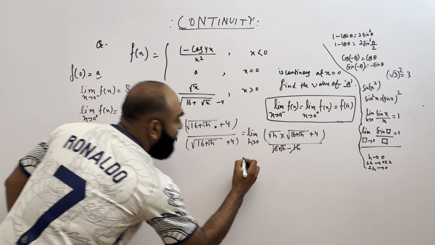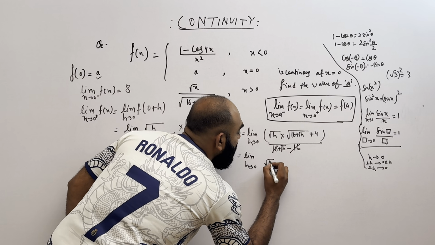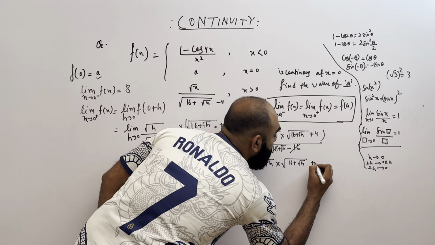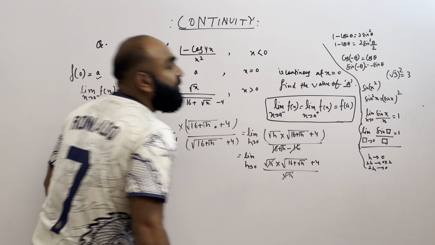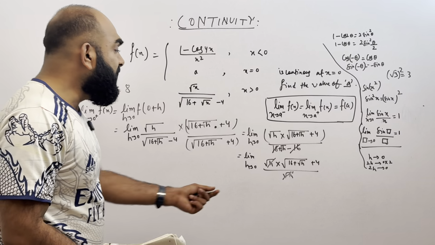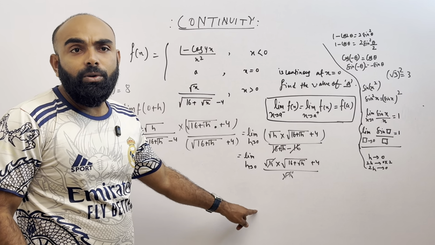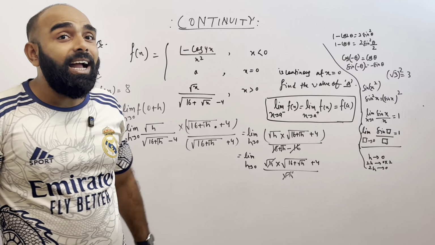I'm just writing here, sir: limit h tends to 0, in the numerator, root h into root over 16 plus root h plus 4, divided by root h. Can I cancel this one? Yes sir, you can cancel. Because I cannot cancel if h is equal to 0; I can cancel only when h is tending to 0.